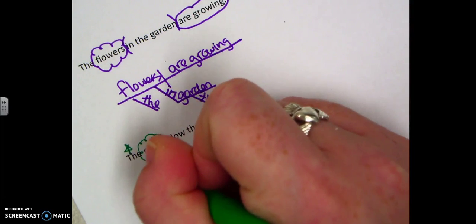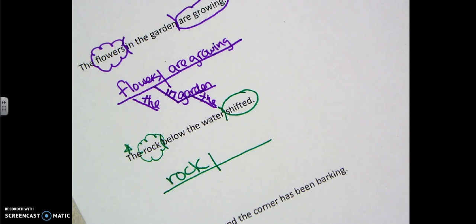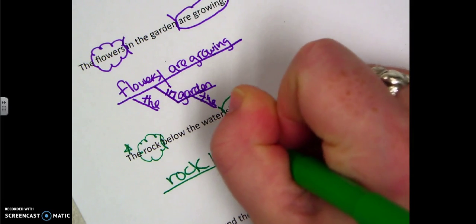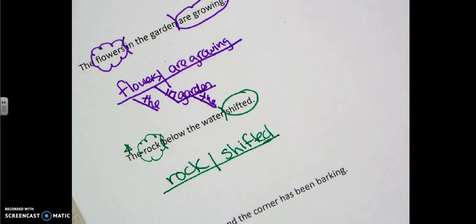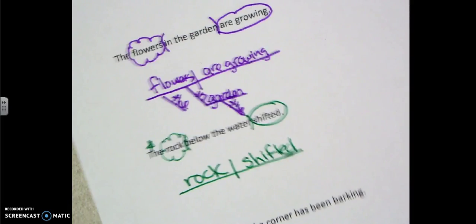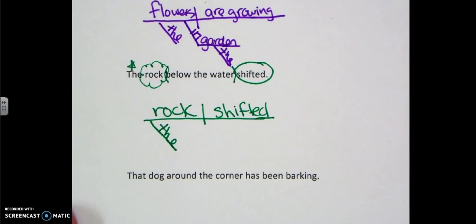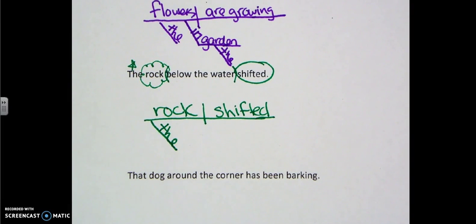I'm going to put my simple subject where the simple subject goes, right there, rock. I'm going to put my verb where the verb goes, shifted. All right, I need to put my article in, the, and now we have to figure out, is the prepositional phrase working as an adjectival phrase? In other words, is it giving more information about the simple subject? Or is it working as an adverbial phrase? Is it giving more information about the verb?